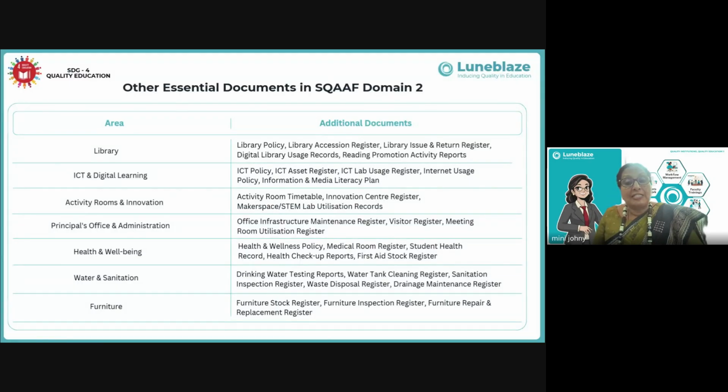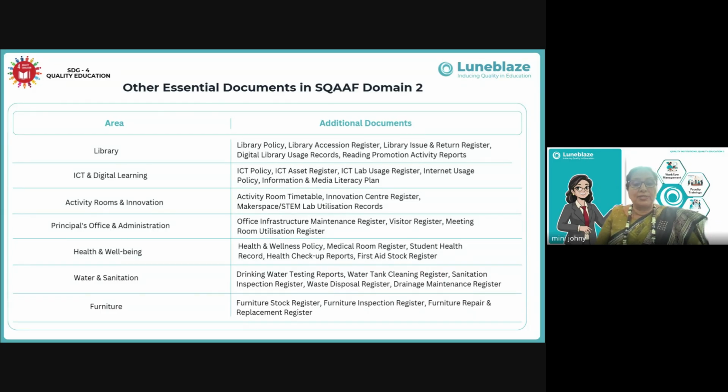Maker space, STEM lab utilization records. How many periods are they using? What are they doing? How do we know? So all the equipment which is there should be recorded, and what activities are happening there, that we have to record. If you have an innovation center, that also has to be recorded.